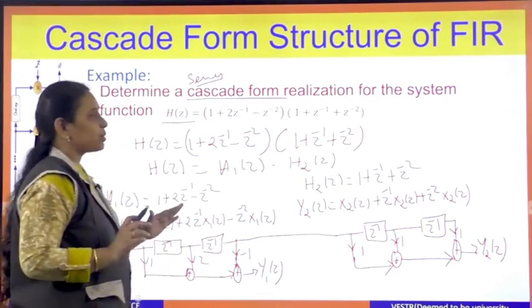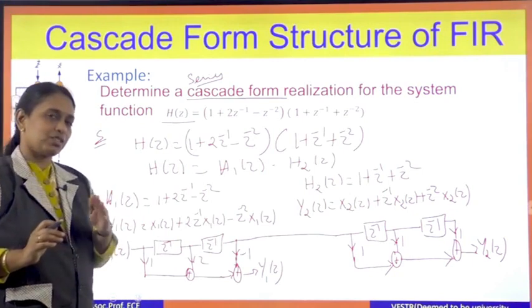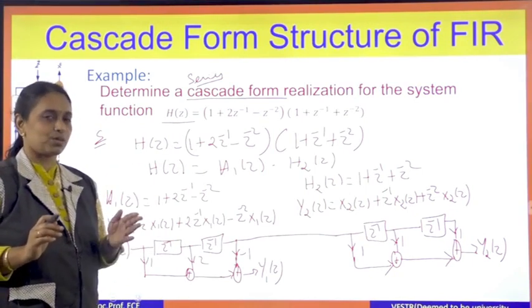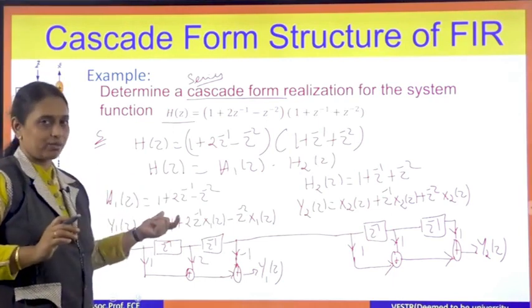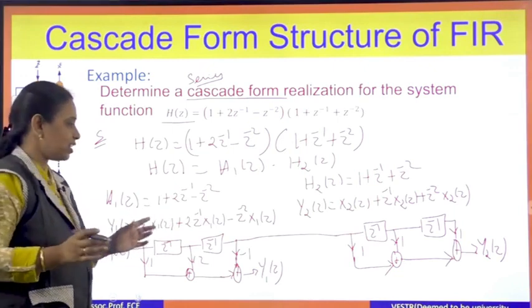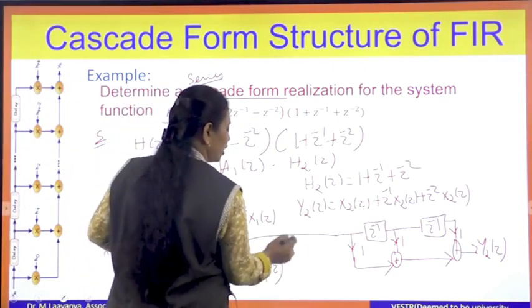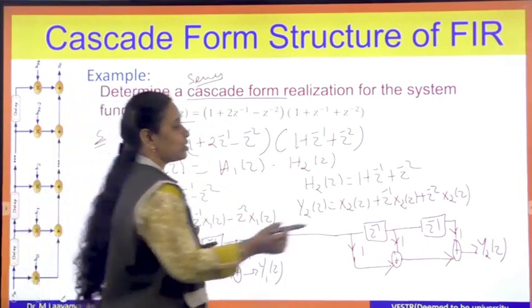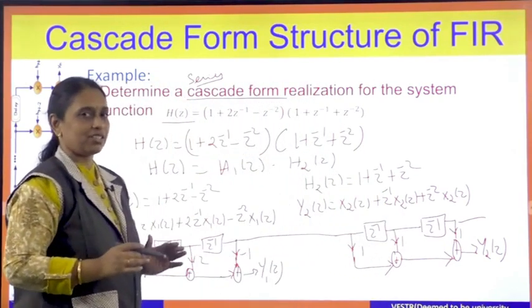So once again I repeat it. To do cascade form realization, the given transfer function should be divided into as many transfer functions as possible, and each transfer function should be realized in direct form. After realizing the structure, just join the structure from this point to this point. No need for a gap, you have to join that and draw it. If a third one is there, join the third one at this end. That is your cascade realization.